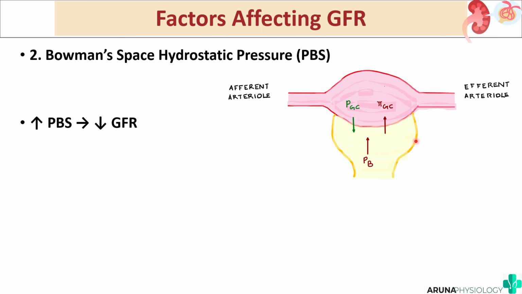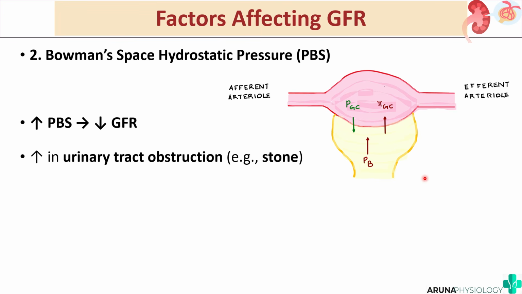Okay. So can you think of a condition in which this Bowman space hydrostatic pressure is going to increase? A good example would be urinary tract obstruction. Suppose there is a stone here. Obviously the Bowman space hydrostatic pressure is going to increase and thereby decrease the GFR.